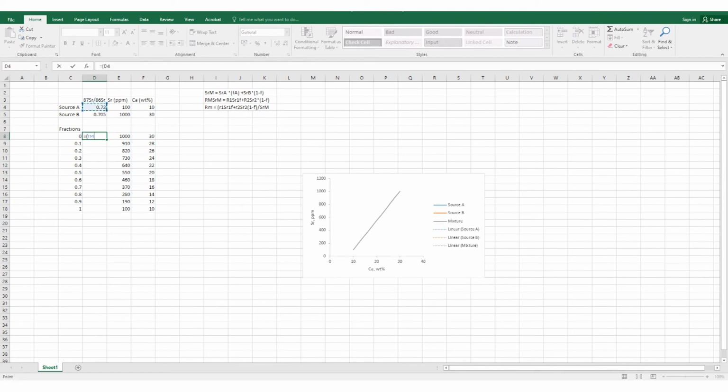So, this is R1 multiplied by strontium 1, this is the strontium 1 F, plus R2 multiplied by strontium 2, this is strontium 2, 1 minus F, and divided by strontium mixture, which is the E8. We have already calculated the mixture for this one. So, this is the final expression.